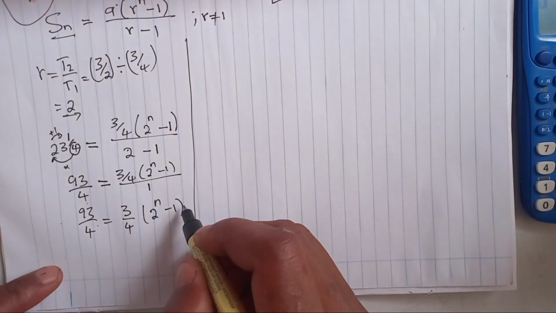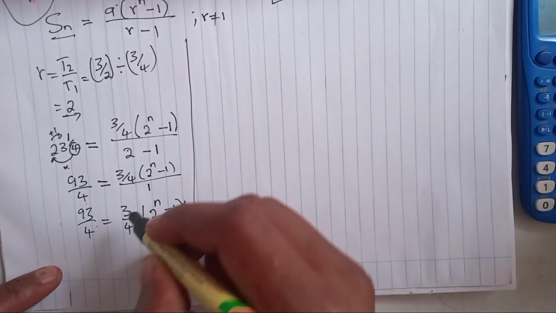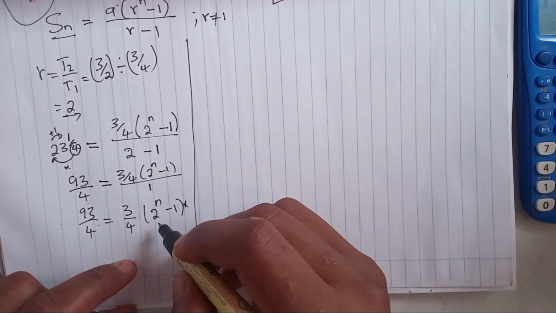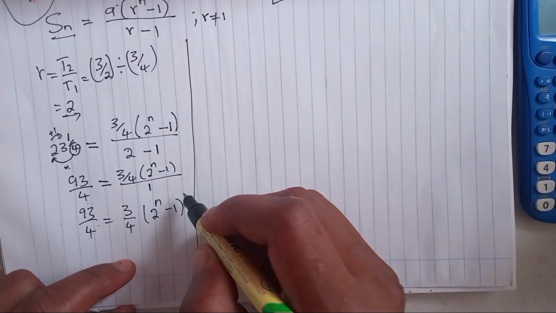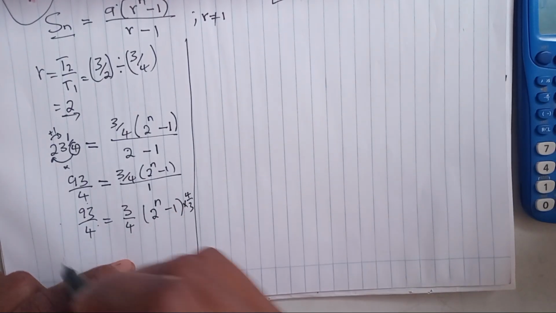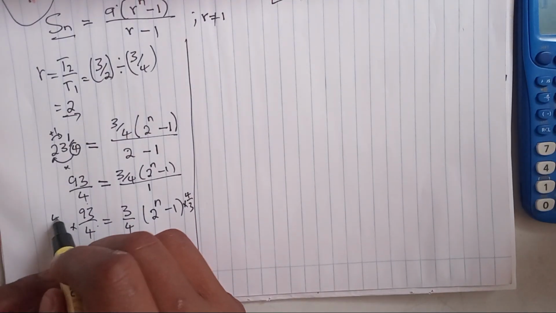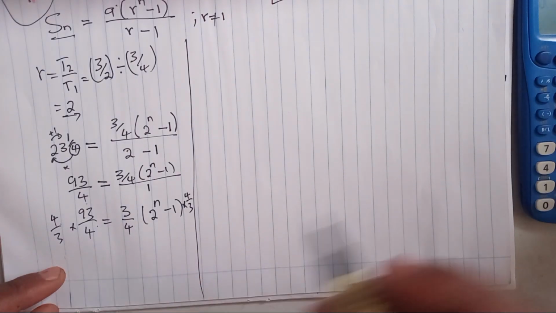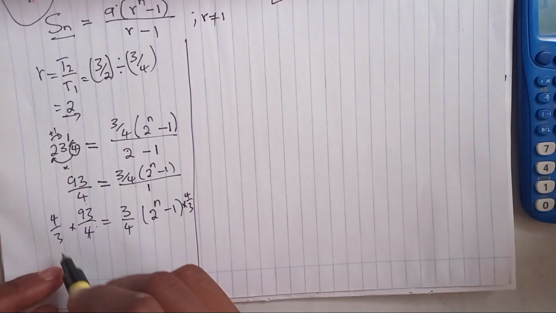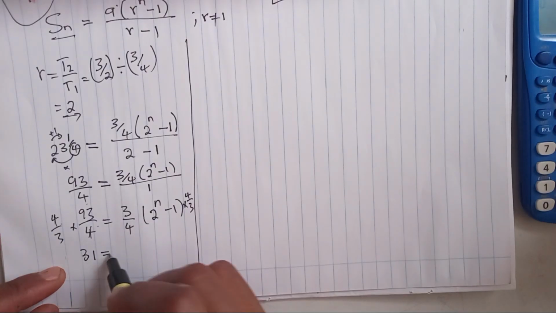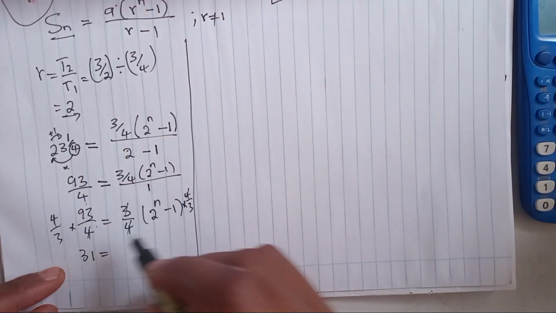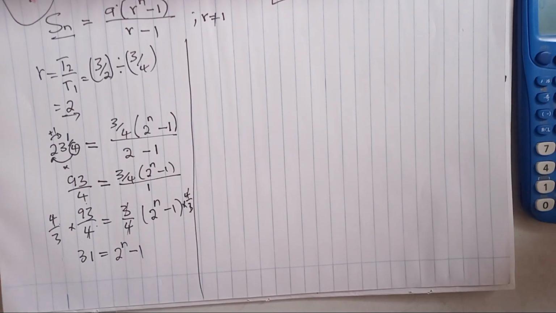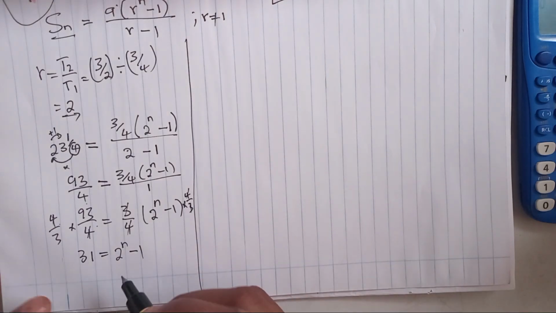What I'm going to do here, I'm going to multiply both sides by the reciprocal of the coefficient of 2 exponent n minus 1. I'm going to multiply by 4 over 3 on both sides. So this cancels this, it's going to be 31, which is equivalent to, this erases this one, this erases this one, I'm going to be left with 2 exponent n minus 1. Use any mathematical trick that you know, and then you will get the right answer.